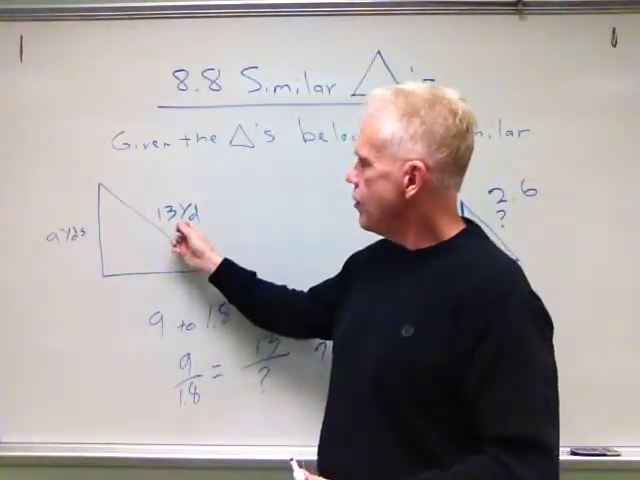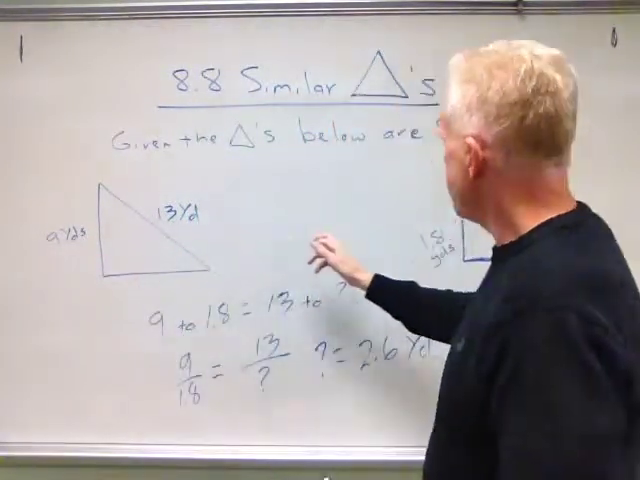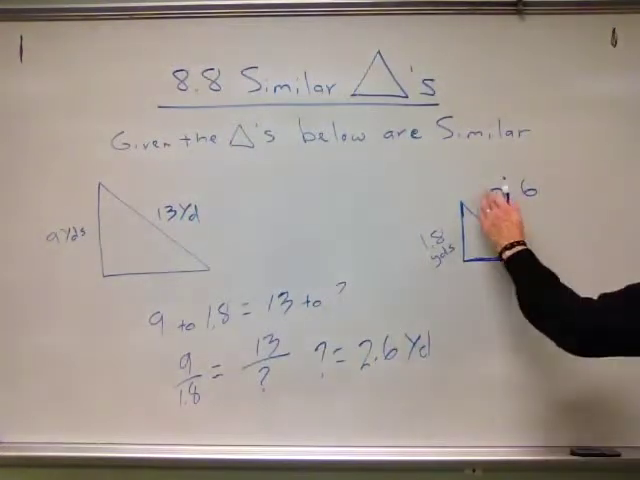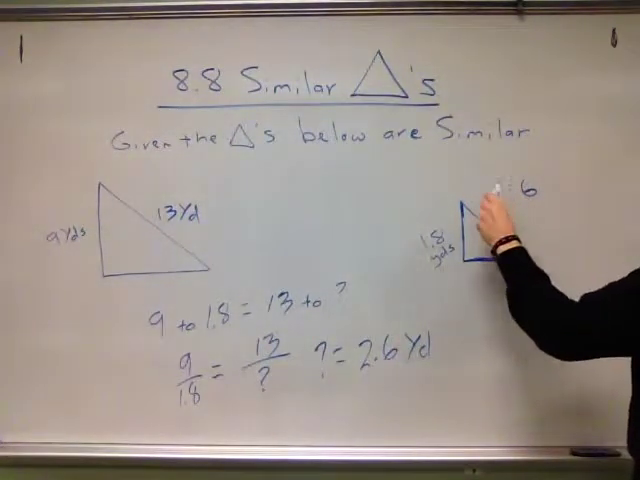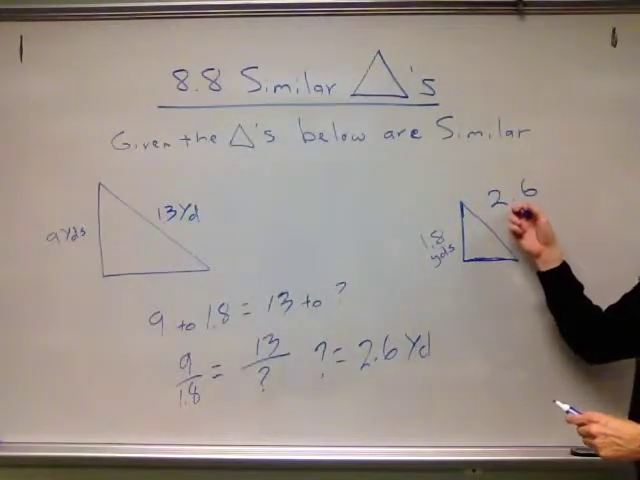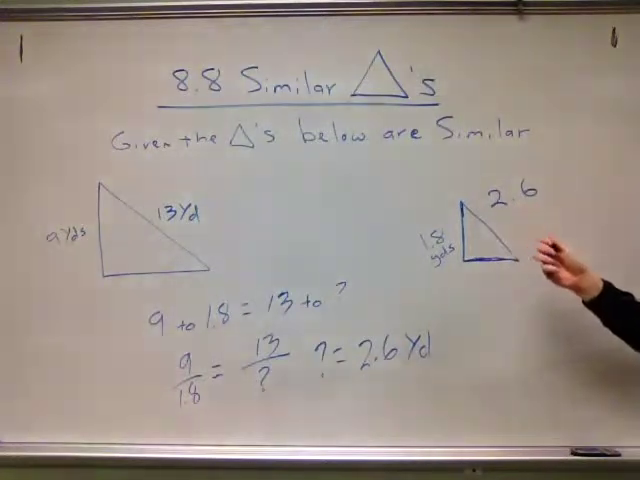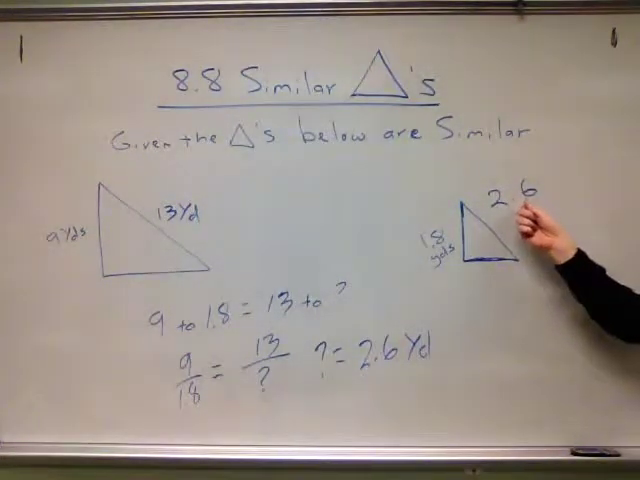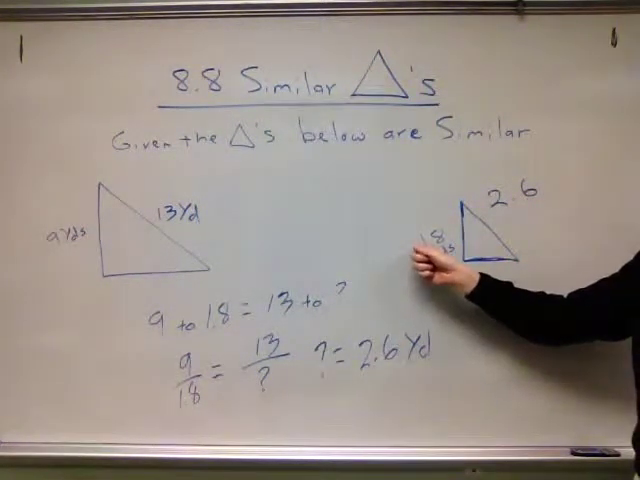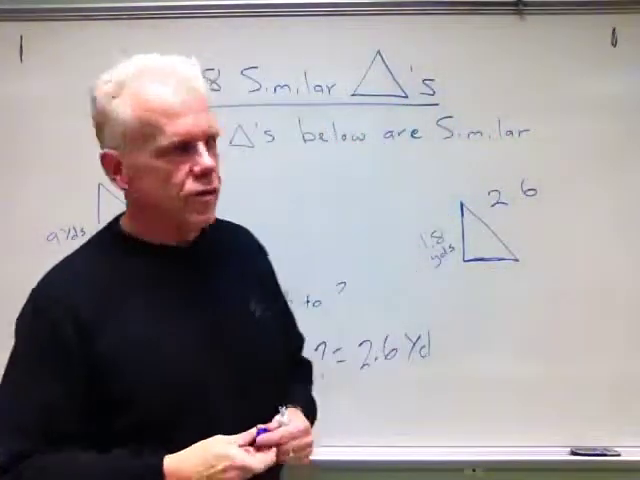This side right here, 13, is a little bit bigger than this side right here, 9. So I'm going to expect the corresponding side over here, that's an ugly 2.6, let me see if I can draw that a little bit better. I'm expecting this corresponding side right here. Still see me? See me now? Okay, good. So I'm expecting this 2.6 corresponding side to be a little bit larger than this side right here. All right, kind of making sense.